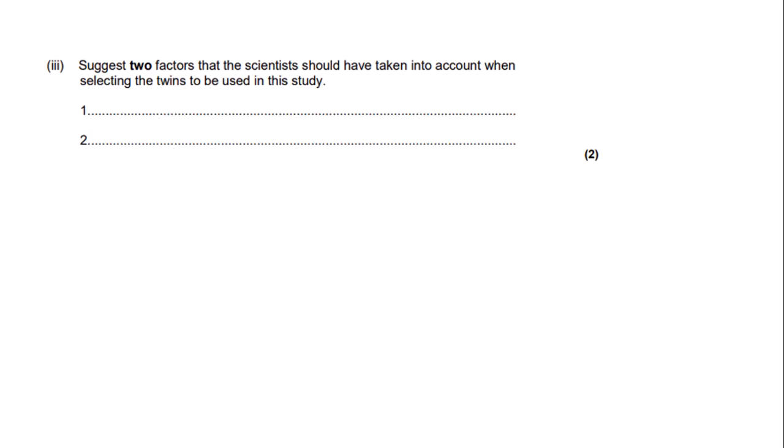So let's move on to this question. Suggest 2 factors that the scientists should have taken into account when selecting the twins used in the study. As this is a suggest question, it just requires your own ideas or your own application of knowledge. So you don't need to provide any explanation. The factors that I've suggested are age, as this might affect cases of schizophrenia due to different experiences at different ages. And the second point is ethnicity, as ethnicity can sometimes play a role in your susceptibility to schizophrenia.